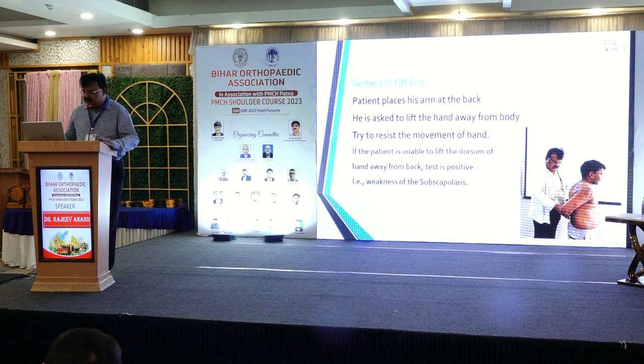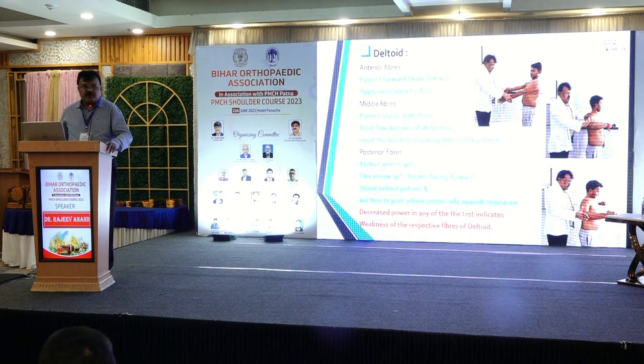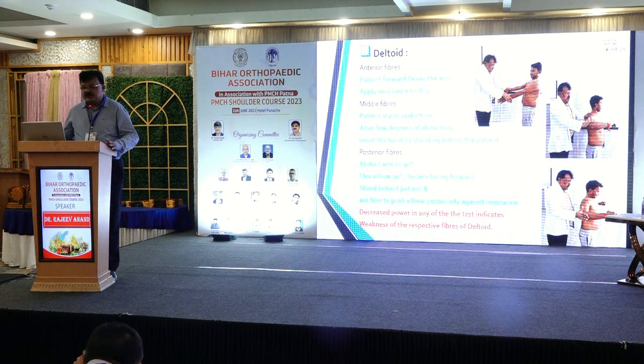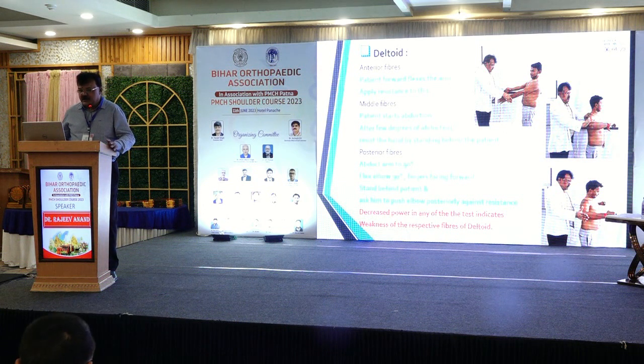Though a lot of investigation, radiological investigation and other investigation has come, but still there is a great importance of the physical examination of the shoulder joint. Coming to the deltoid, we all know it has three fibers, anterior, middle and posterior fibers. While testing the anterior fibers, we ask the patient to forward flex the arm and apply resistance to this. By testing middle fibers, patient starts abduction. After a few degrees of abduction, raises the hand by standing behind the patient.